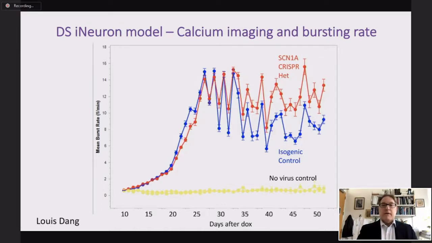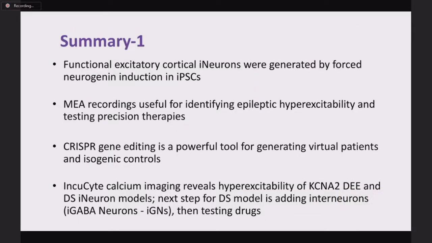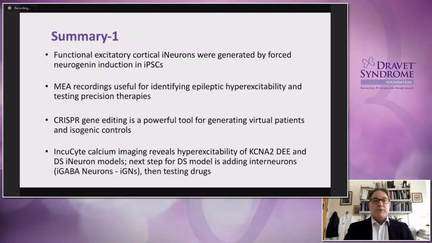So I think both the MEA recordings and the calcium imaging are exciting tools to look at function in these 2D cultures. So I hope I've shown you that functional excitatory cortical iNeurons can be generated by forced neurogenin induction in induced pluripotent stem cells. The MEA recordings are useful for identifying epileptic hyperexcitability and testing precision therapies. And the CRISPR gene editing is a powerful tool for generating either virtual patients or isogenic controls. And we use the Incucyte calcium imaging to show hyperexcitability of KCNA2 developmental and epileptic encephalopathy and Dravet syndrome iNeuron models.